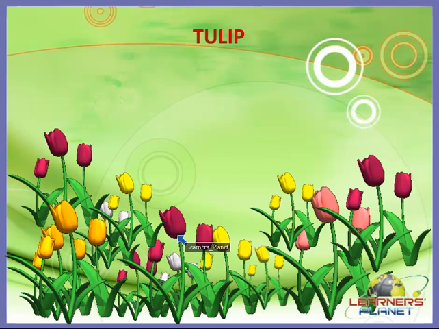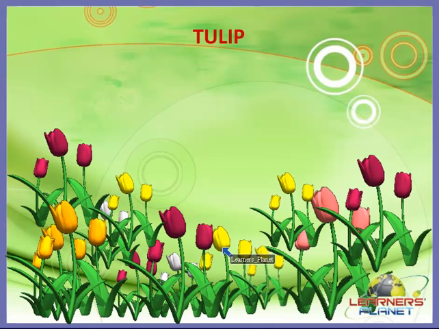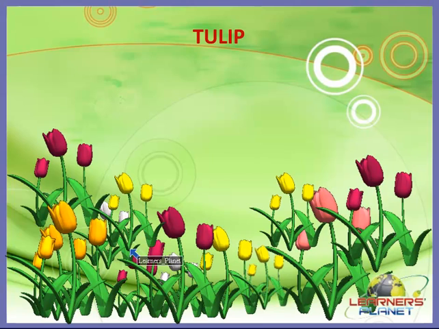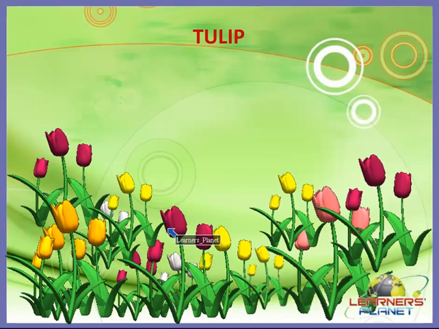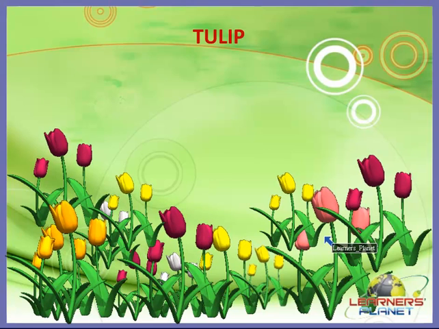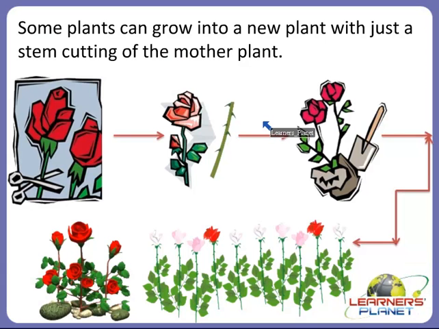Okay children, whenever you visit a garden, you will see a lot of flowers, right? So amongst them, tulips are also a kind of plant, possessing beautiful flowers. So these beautiful flowers are actually tulips. The different colors of tulips are present in the garden. So they are also able to grow from these stems into the new tulip plant. Alright children.